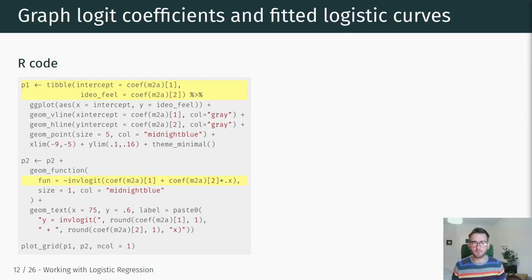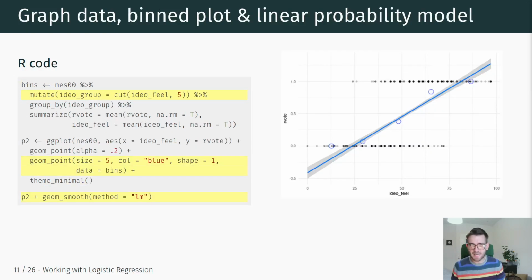All right, so after plotting our basic linear probability model and plotting the raw data and some binned averages, we're now moving on to actually graphing our logit coefficients and in particular graphing the fitted logistic curve in addition to the raw data, okay? Just to go back, we were talking about an example where we're predicting vote choices, so support for the Republican candidate in the 2000 US presidential election.